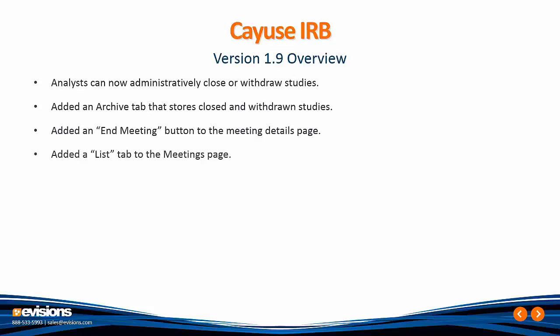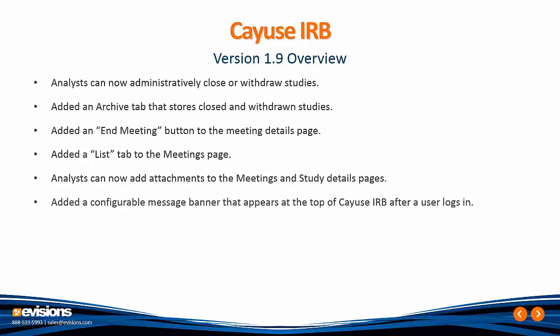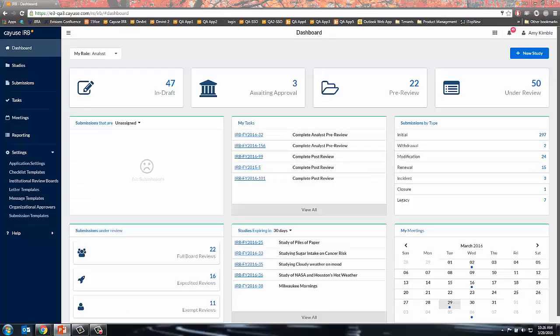We added a list view tab to the meetings page. Analysts can now add attachments to both the meetings and the study details pages. We also added a configurable message banner that when a message is input would appear at the top of Cayuse IRB after a user logs in. And we redesigned the reporting page, as well as included several other enhancements and bug fixes. So let me end the slideshow.